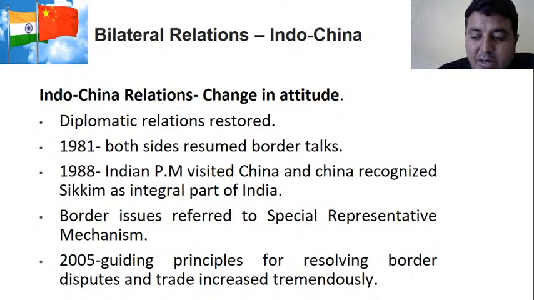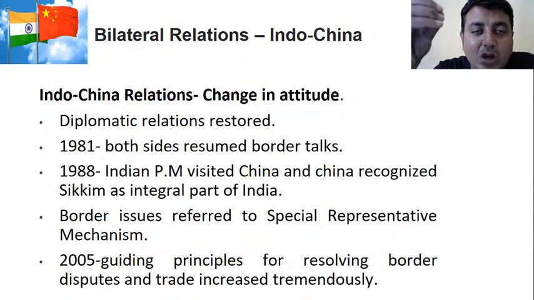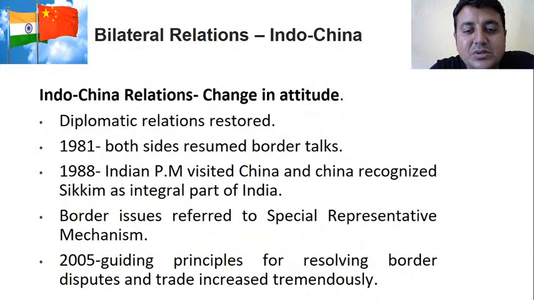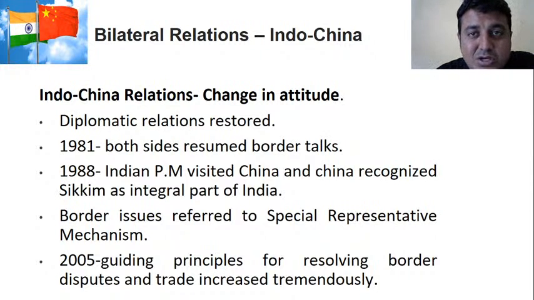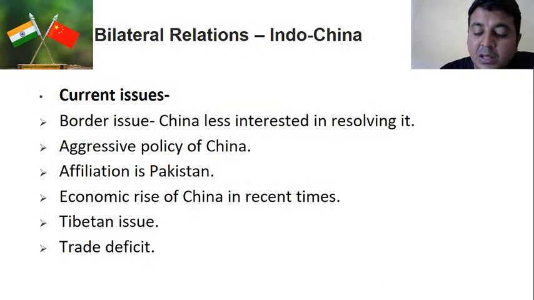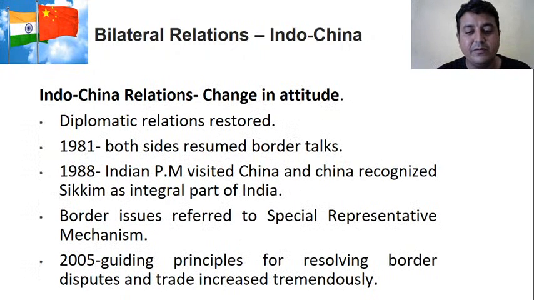But India also changed its attitude later on. The diplomatic relationship was restored after 1962, in 1981. The border talks resumed. Along with that, Rajiv Gandhi was the first prime minister who visited there. Then Narasimha Rao changed his attitude towards China. Then Manmohan Singh did the same thing. So we discussed everything in detail in the last lecture.